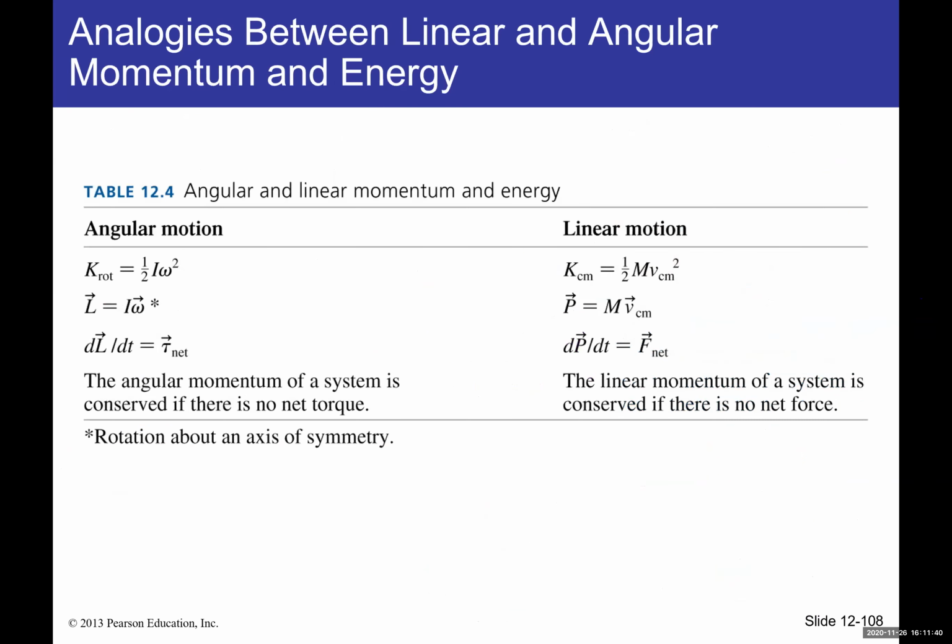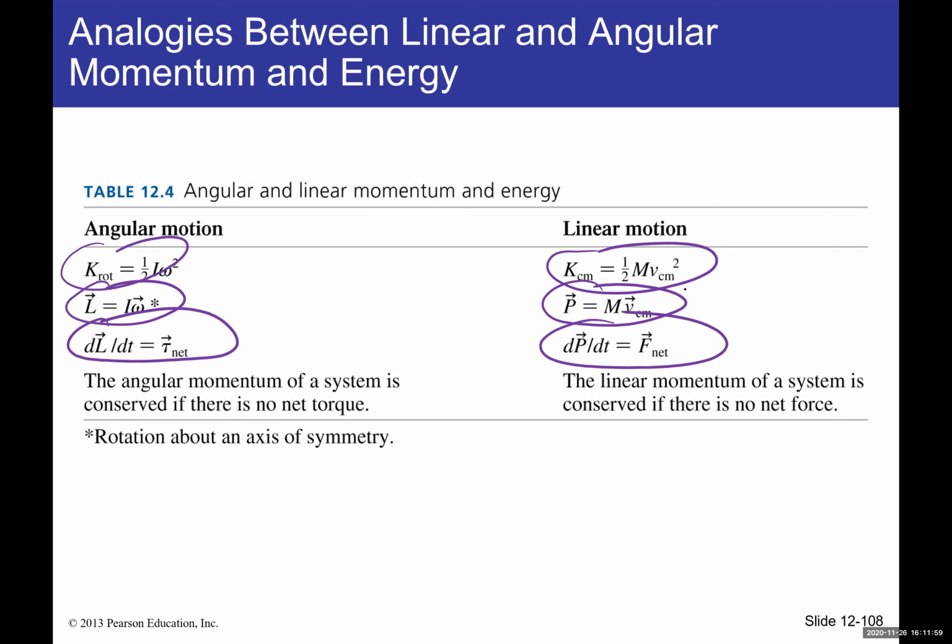All right, so summarizing everything. We have a rotational kinetic energy, a translational kinetic energy, an angular momentum, and a linear momentum in terms of center of mass. What changes angular momentum is the net torque. What changes linear momentum is the net force. The angular momentum of a system can also be conserved if there is no net torque, just like linear momentum of the system is conserved if there is no net force.